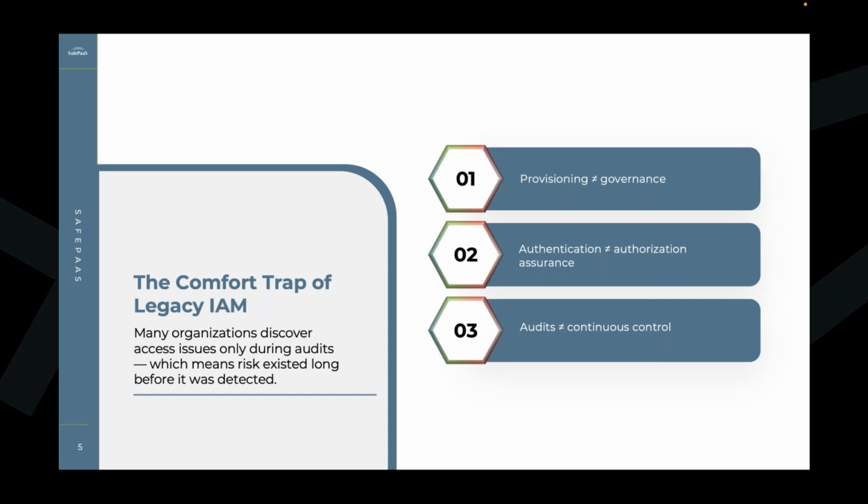Yep, go for it. I think certainly what I've seen is that many organizations discover access issues only during audits, so they're very reactive, right? And that then means that the risk has existed long before it was ever detected, right? Because the reason for that is the comfort trap, the warmth that we get from snapshot certifications, manual reviews, reactive controls, right? But that doesn't meet the governance requirements today.